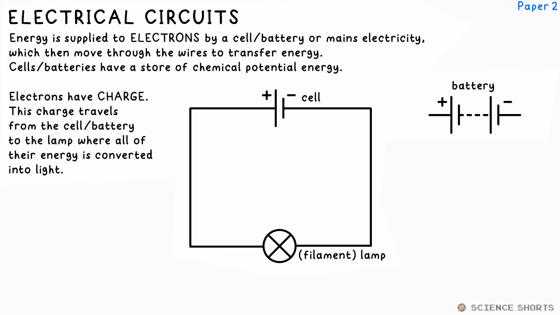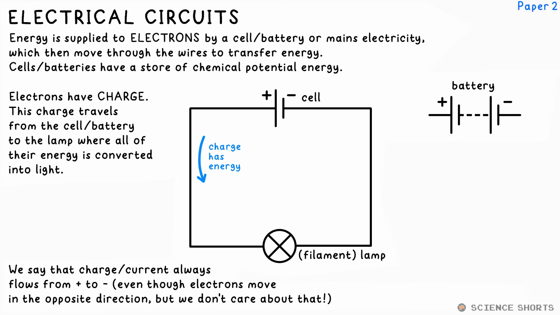The battery has a store of chemical potential energy. When connected in a complete circuit, this energy is transferred to the electrons, which move through the wires. This movement of charge is called a current. And we say it always goes from the positive terminal of a battery to the negative. You might realize that that seems a little bit backwards, but that's just the way it has to be. It's convention. As the electrons pass through the bulb, their energy is converted into light.